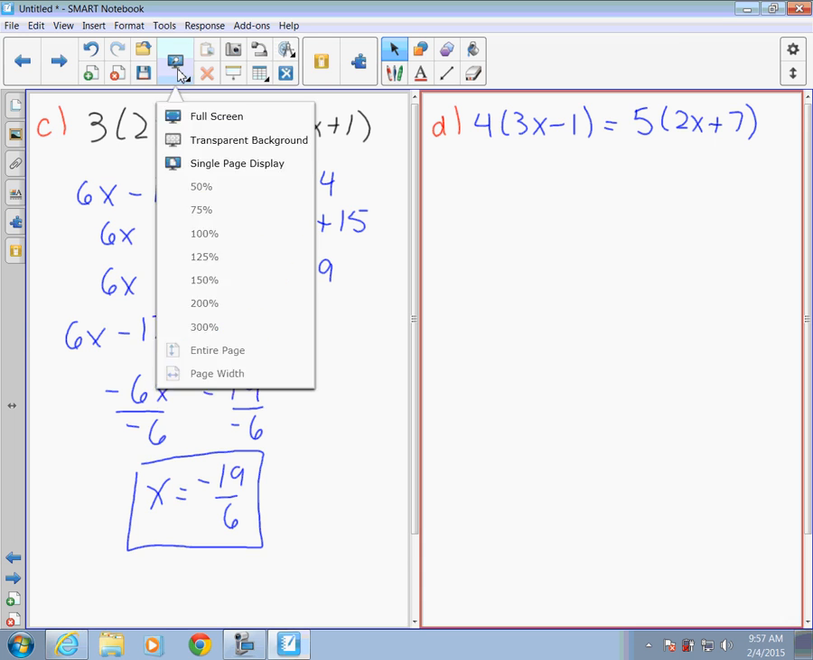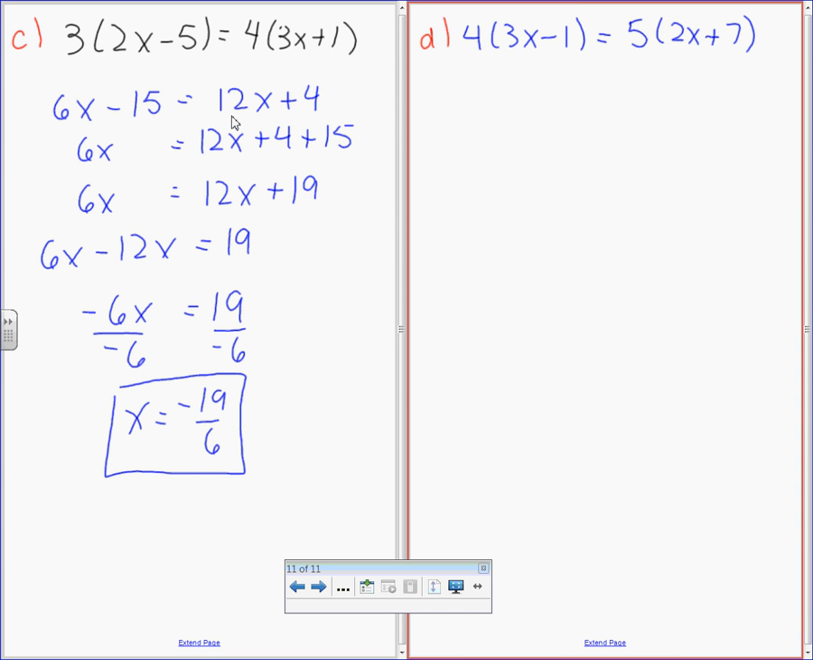I'd like you to be brave, please, and do the left-hand side for me. Go ahead. 4 times 3x, which is 12x. And then 4 times -1, which is -4. Okay, good.